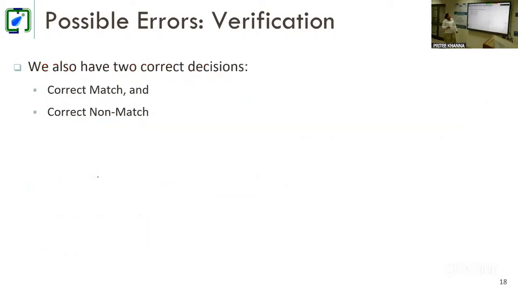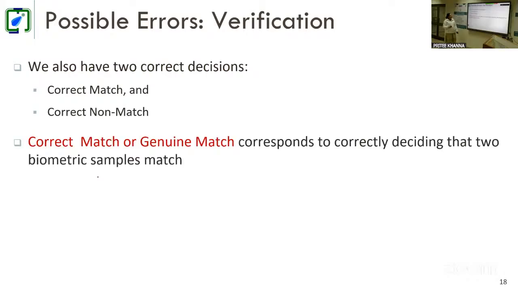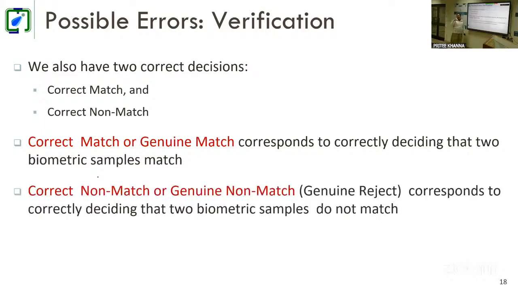Then we also have two correct decisions, correct match and correct non-match. Correct match, or you can say genuine match, is how correctly the biometric samples are matching. Similarly, correct non-match, or genuine reject, is correctly identifying that the two biometrics are not matching, so the rejection is due.